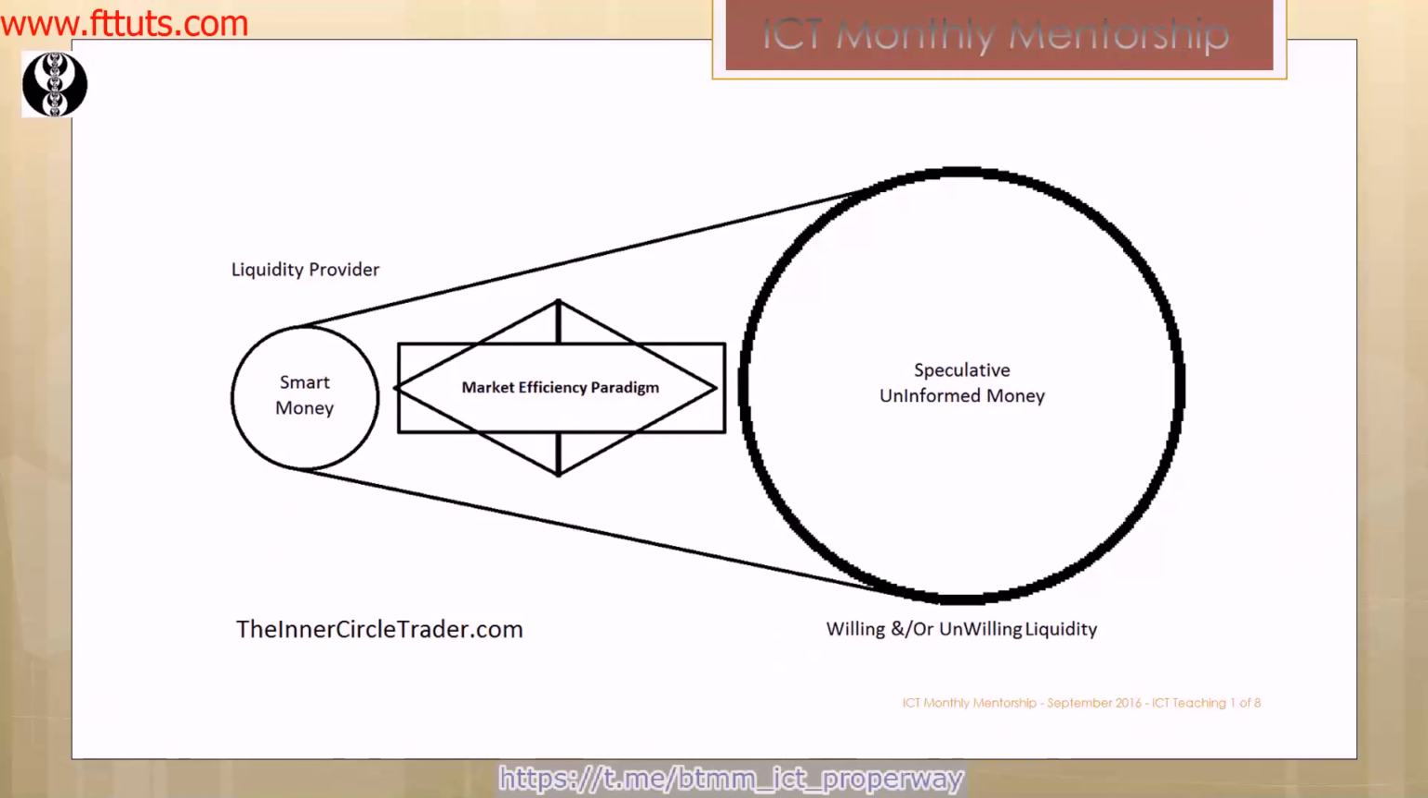Now understanding those 2 characteristics together will give you a greater understanding of market efficiency paradigm, how the smart money interprets price, and how they influence the general populace or the speculative uninformed money. It's going to be a rather illuminating tutorial actually. You're going to be able to look at the marketplace with an expectation of knowing what tool to apply based on what the market's providing you right now.